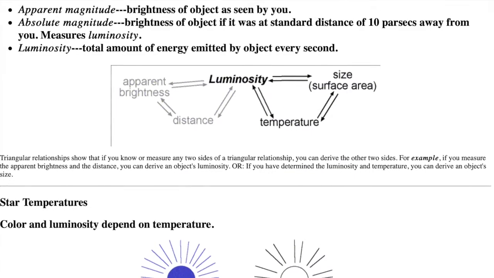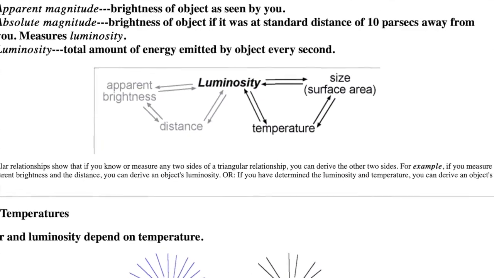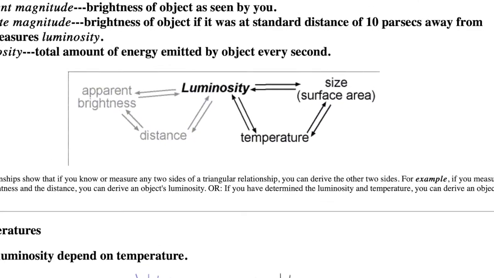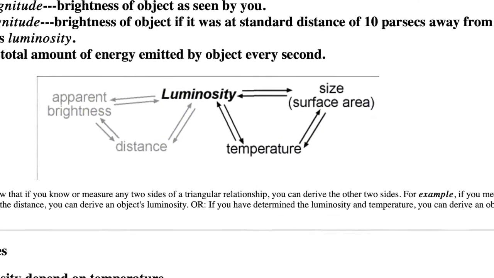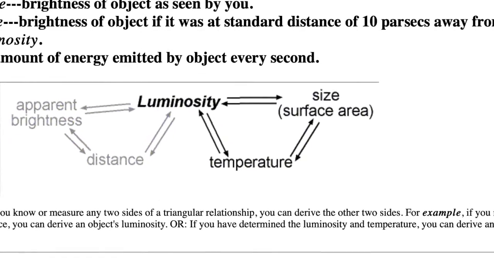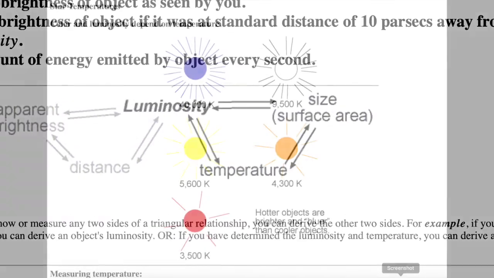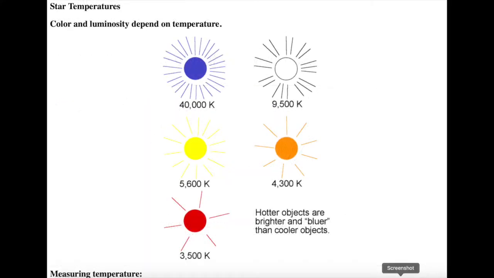Next slide. This shows the triangular relationship between the luminosity and the two things the luminosity depends on: the object's temperature and its size, its diameter. Let's look at the temperature of stars first. The color and luminosity of a star depends on its temperature. The color of a very hot star is blue, and the color of a very cool star is red.